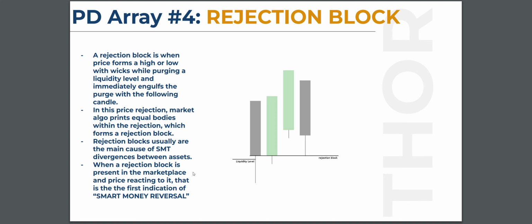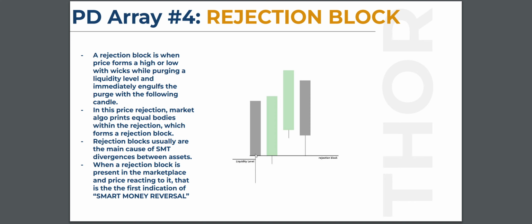The next PD array is called rejection blocks. Now, rejection blocks are a bit tricky. First of all, let me explain what a rejection block is. A rejection block is when price forms a high or a low with wicks while purging a liquidity level, and immediately engulfs the purge with the following candle, right? That means we are in a reversal market.